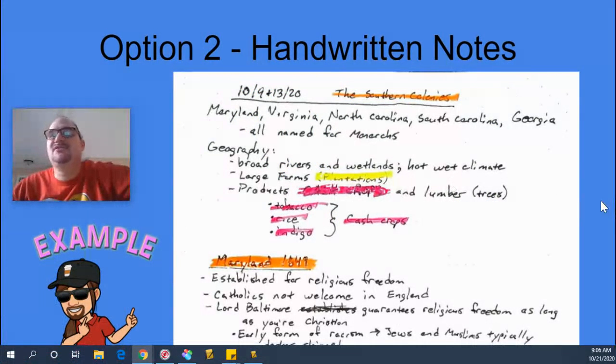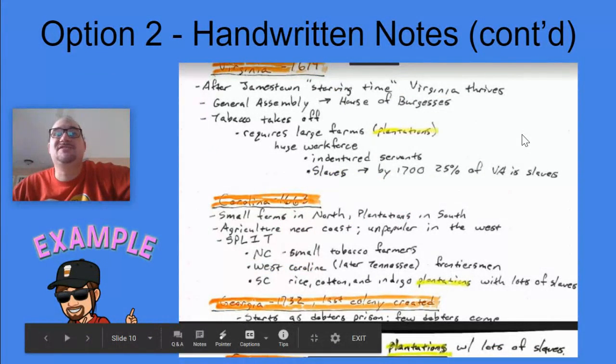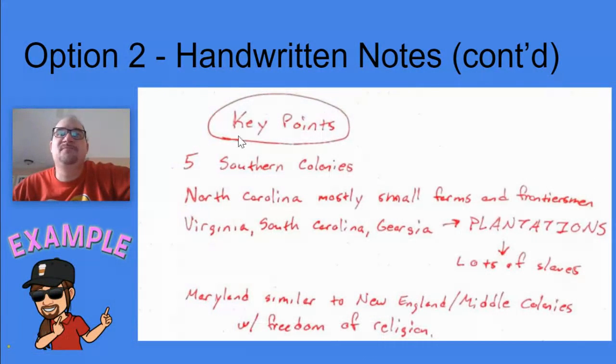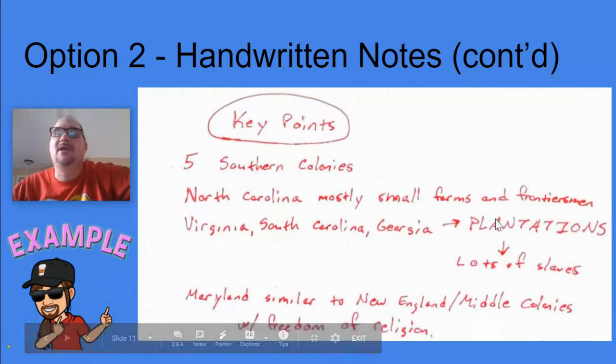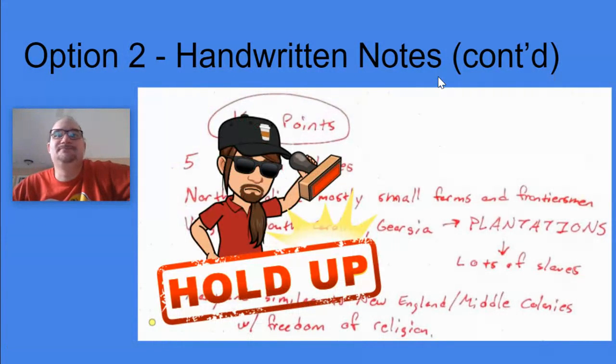These are ones that I actually took handwritten, and you can see I then used the colors, highlighted cash crops and examples of cash crops, highlighted the word plantations because it kept coming up throughout my notes. Then at the end, after class, I went back in with a red pen and added these key points about what the Southern colonies were and how they were different from one another. I didn't highlight plantations again because this was just my key points section at the end.